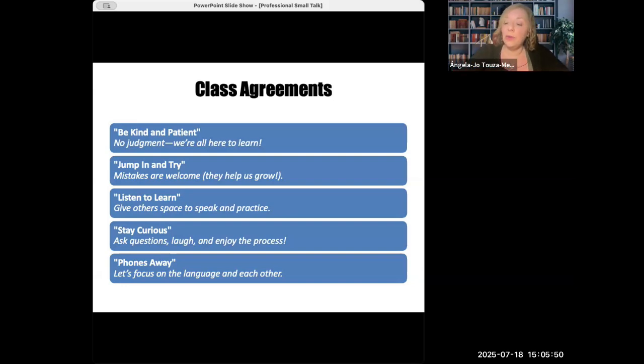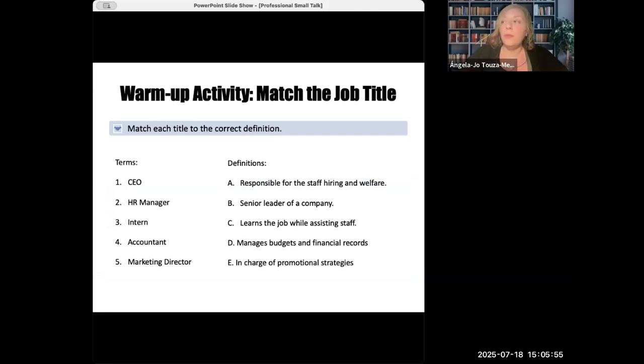Okay, so we have our rules. Oh, wait, I have to go back here. So we're going to match, this is our warm-up activity. So what I'm going to ask you to do is we're going to match each title to the correct definition. So first we're going to go through the terms: a CEO, an HR manager, an intern, an accountant, and a marketing director. Then we're going to look at the definitions.